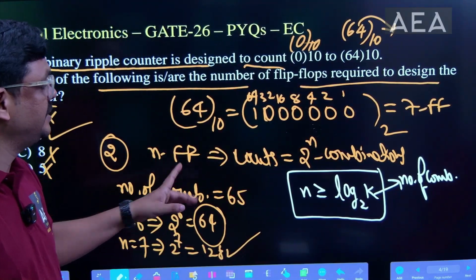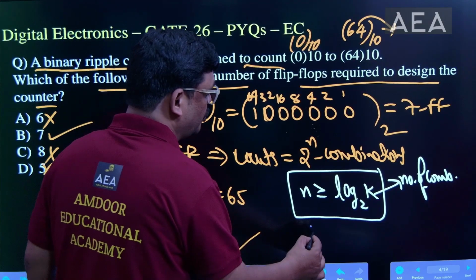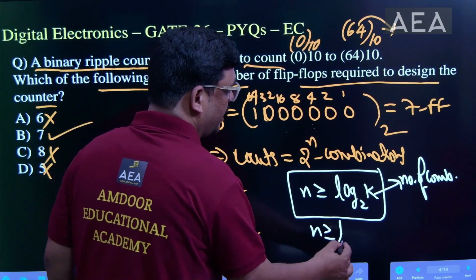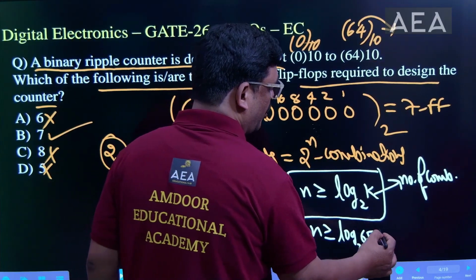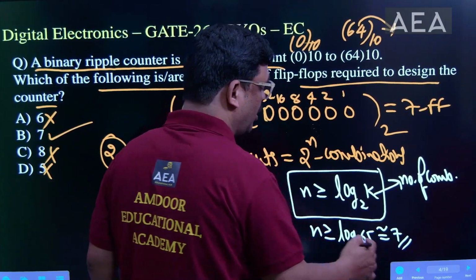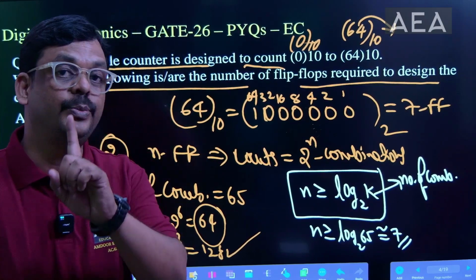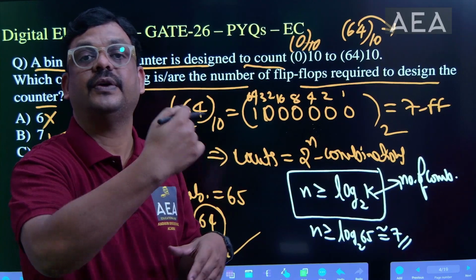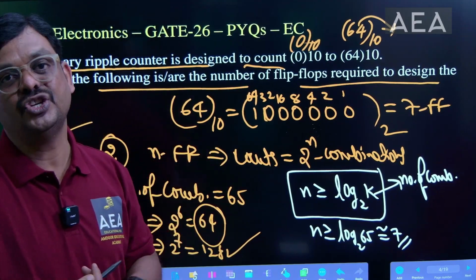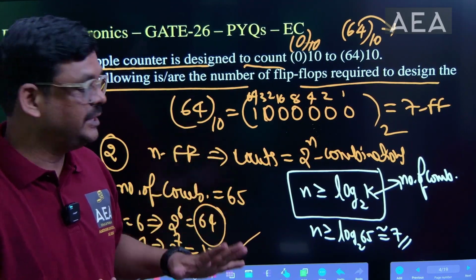Here, how many combinations are there? 65 combinations. If you substitute that value, n is greater than or equal to log base 2 of 65, then approximately it gives 7, because we always have to take the n value as an integer value. The number of flip-flops is always defined in integer format, so you have to take an integer value.